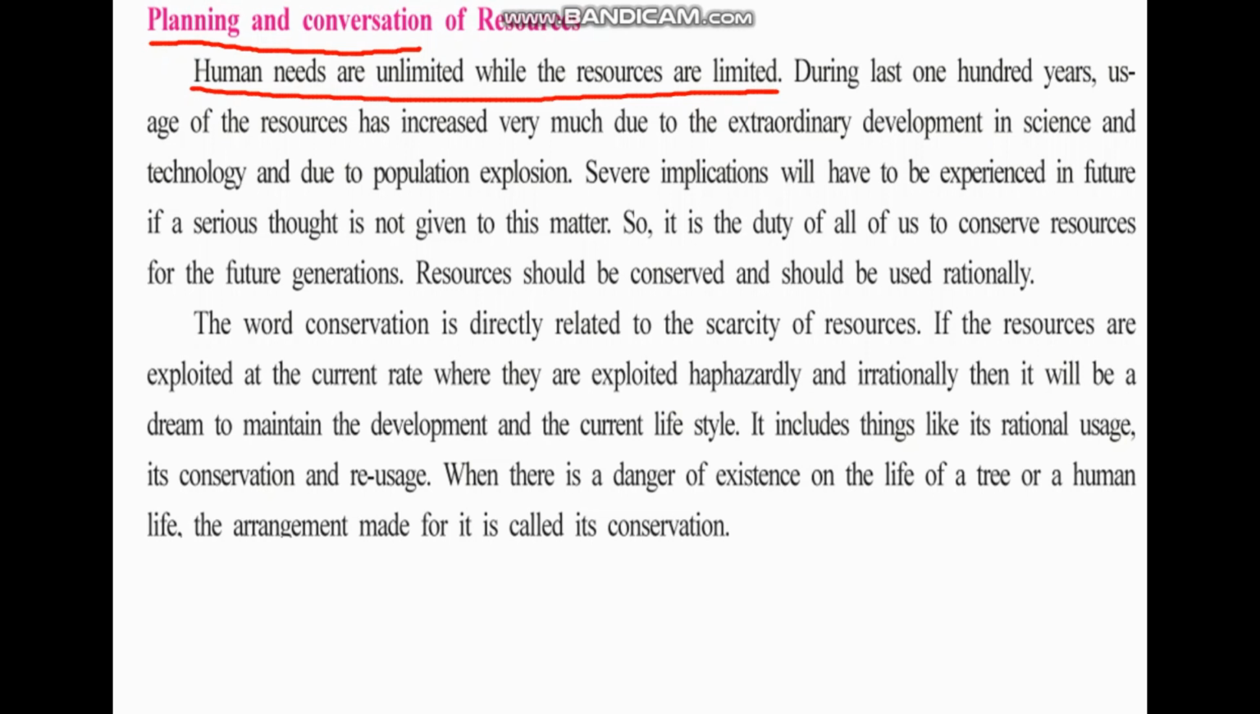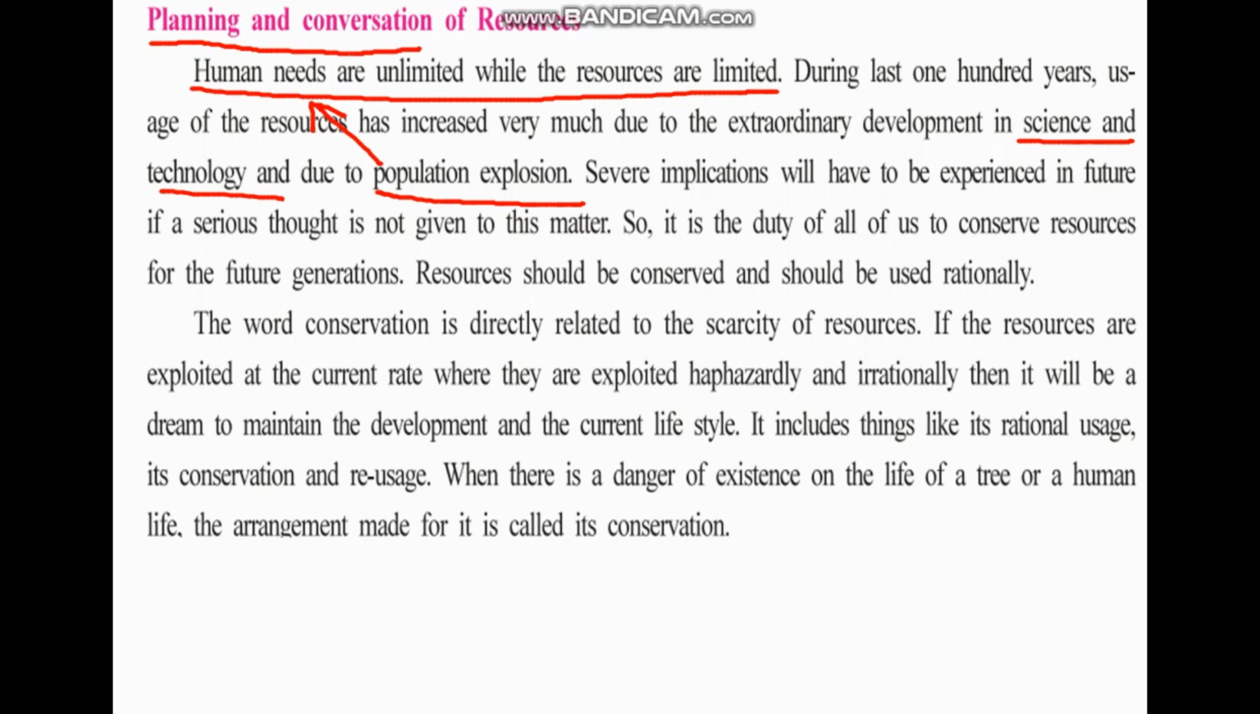During the last 100 years, usage of resources has increased very much due to extraordinary development in science and technology and due to population explosion. See, due to two things the usage has increased. First is science and technology, due to new inventions, new research and other things. And second is population explosion. Population on the earth has increased to a great extent, and that's why the human needs are also increasing.